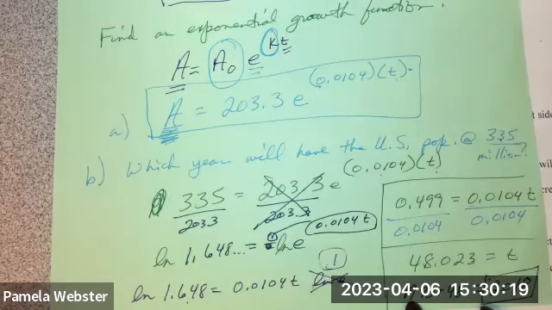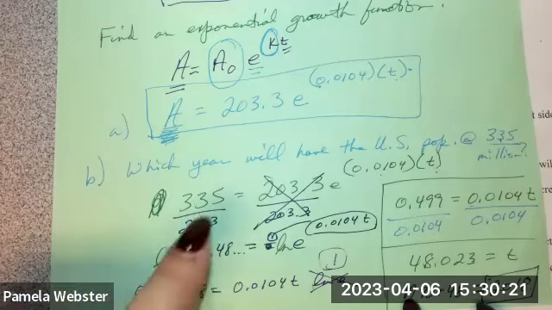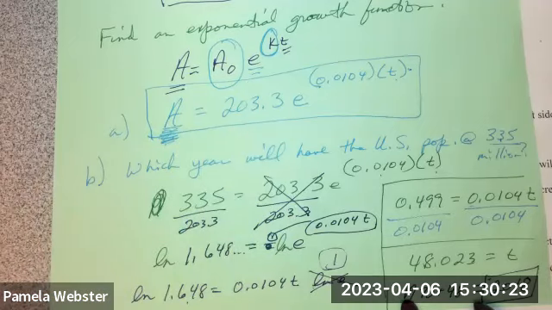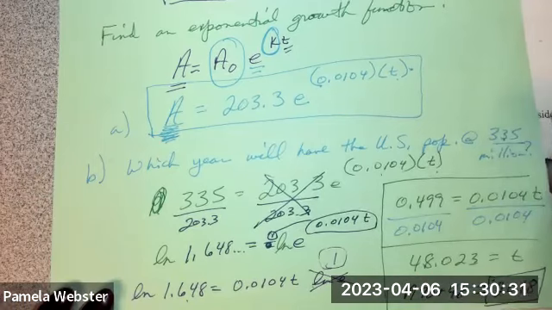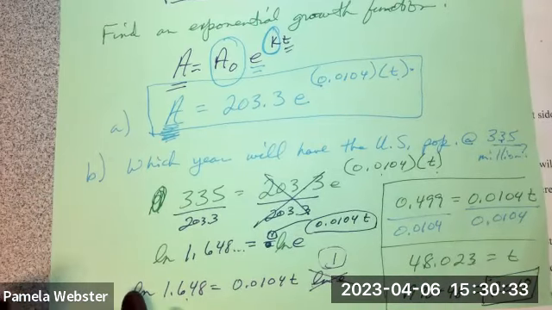And occasionally, like this one has the e at the base of it, but occasionally they may actually have their own base that they're working off of. So that's about it. That tells us all about exponential growth and decay.